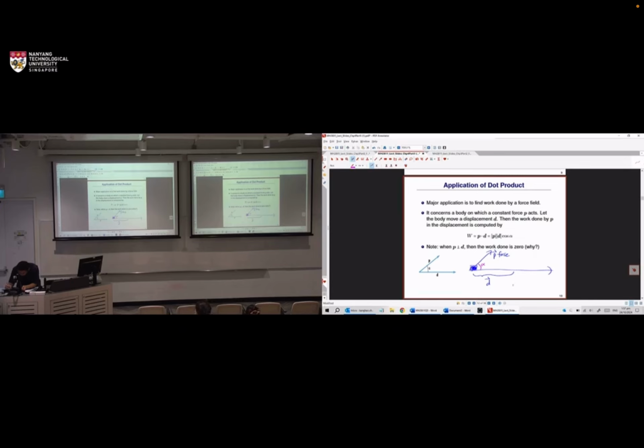The P, you take the modulus, then you do cosine alpha, because I resolve it down. The force is in this direction, so you resolve here and resolve here. This component is of no use, because the movement is here. So you resolve this way: P cosine alpha, then you times D.